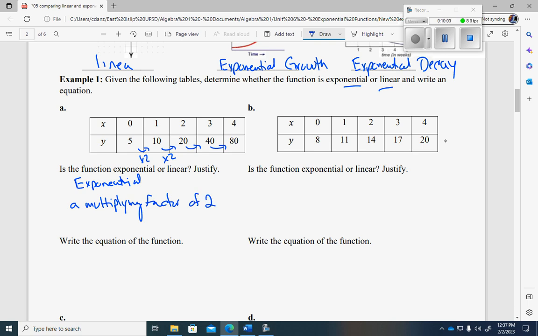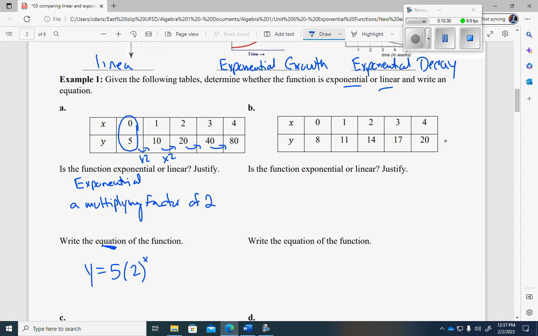And then if I were to write the equation for this function, I first look for the y-intercept. Remember, y-intercept always has an x-coordinate of 0. So the y-intercept is 5. The multiplying factor is 2 and gets raised to the x power. Remember, if you're unsure, you plug this into your calculator and make sure it generates the same table.